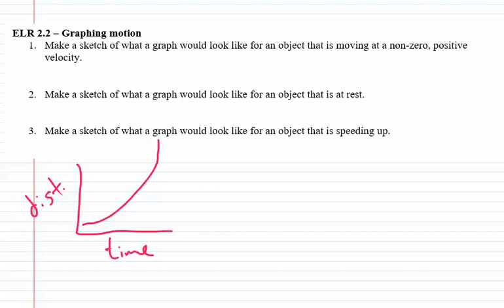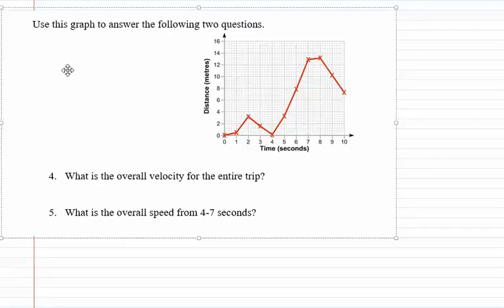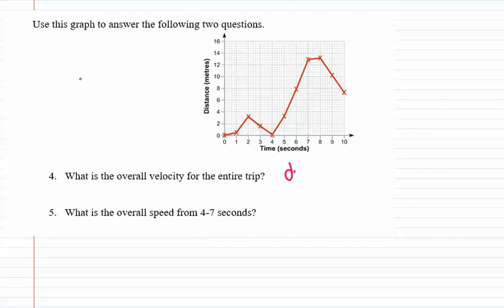For the next question, we're being asked to use this graph. On this graph, we've got time on the x-axis, we've got distance on the y again, and we're being asked, as the first question, what is the overall velocity for the trip. So for velocity, of course, we are going to need displacement over time. So our displacement is how far we are from where we started to where we stopped.